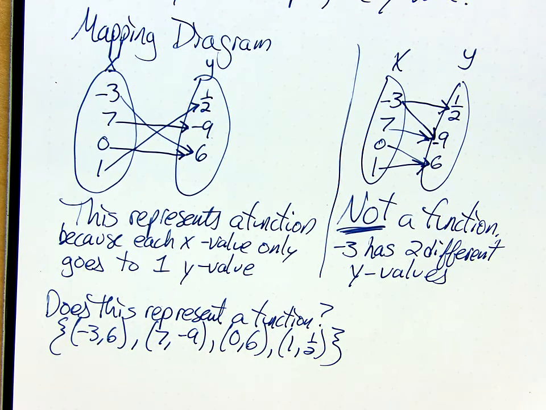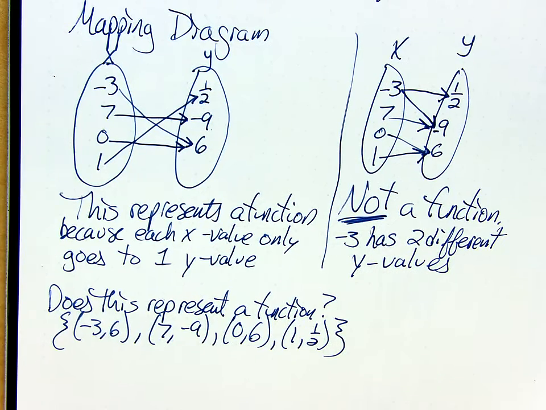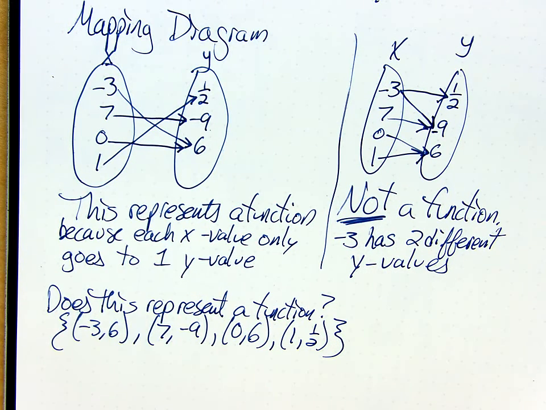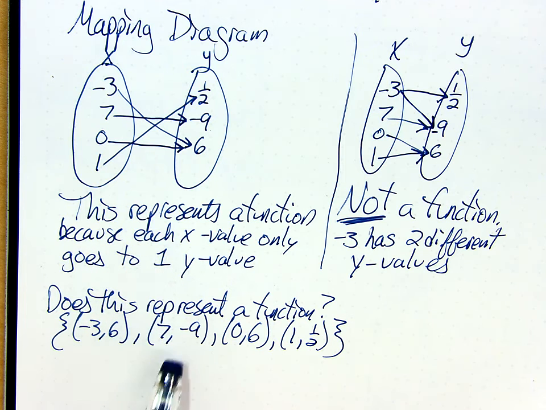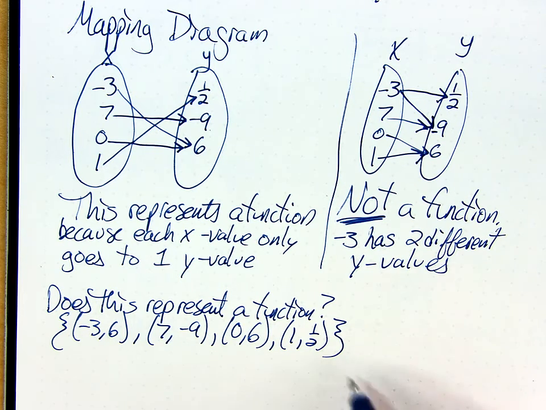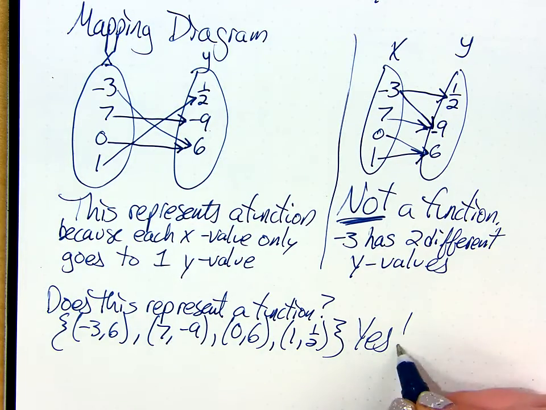Well, we already know the answer, right? Is this a function? Yes, because I had it here in a mapping diagram and the answer was yes there, so it's going to be yes here. I didn't change anything. But you can see each of my x values only goes to one y value. So that one is a yes.